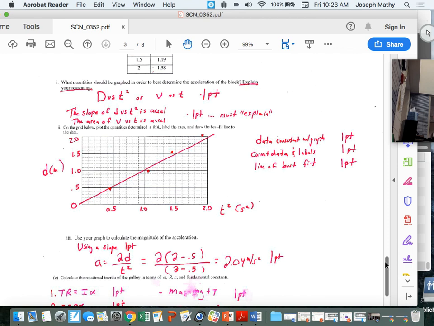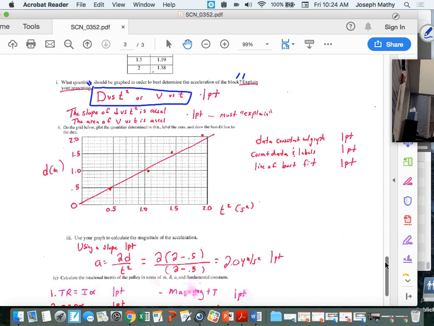The best answer for this is D versus T squared or V versus T. Lots of you went out of your way to describe these, so you get a point. But look, I had a couple of you that did this, and you didn't explain your reasoning. This is not an explanation of your reasoning. This is an equation that you provided. Good job. You earn a point for that.